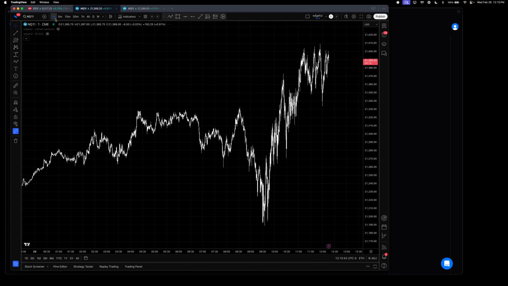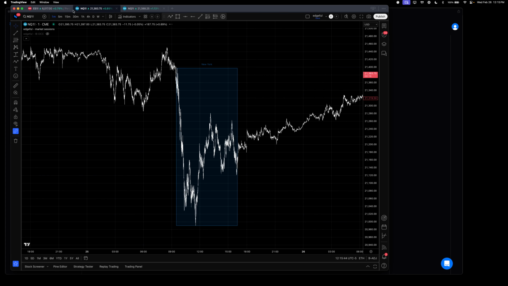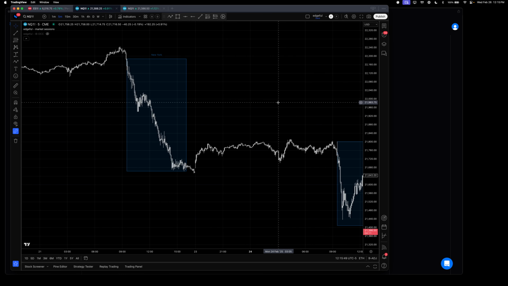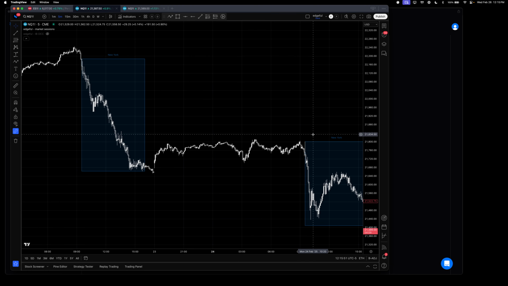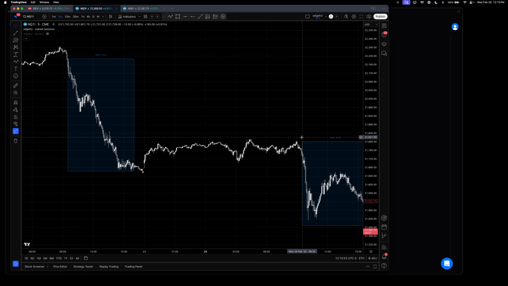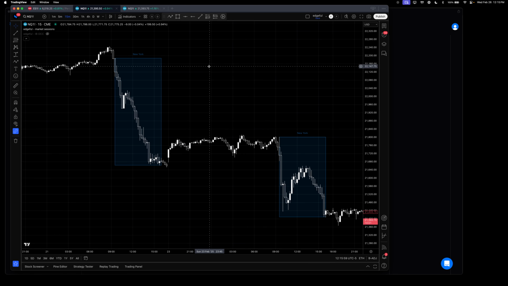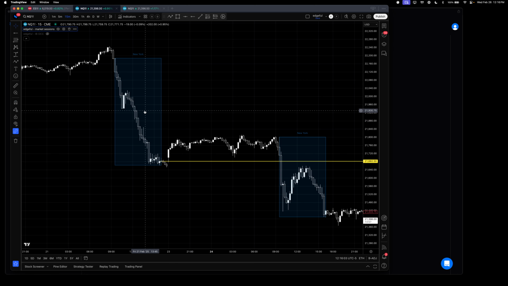The gap fill is honestly one of my personal favorites, and right here is a good example. So this was actually February 24th, a few days ago. And if you go to the previous session's close, right over here, you're going to see previous session's close right here. Now, this is the New York session.